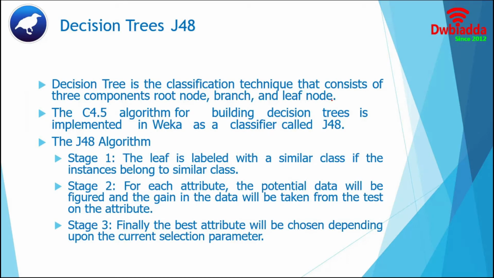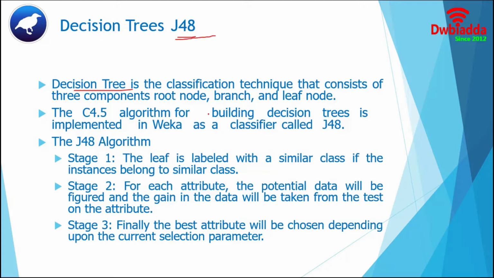We are starting with the J48 algorithm. First, concentrate on the term decision tree. It is basically a classification technique that consists of a root node, branches and leaf nodes. The root represents the test condition, the branch represents all possible outcomes, and finally the leaf node contains the label of the class to which it belongs.